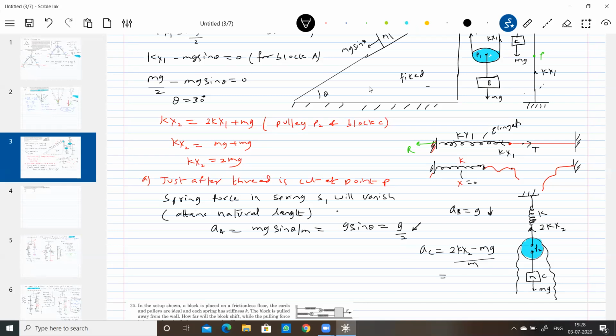Okay, kx2, sorry. What is the kx2 value? 2mg. So this should be equal to g upward. So therefore the acceleration of C will be g upward. Fine. So these are our answers.